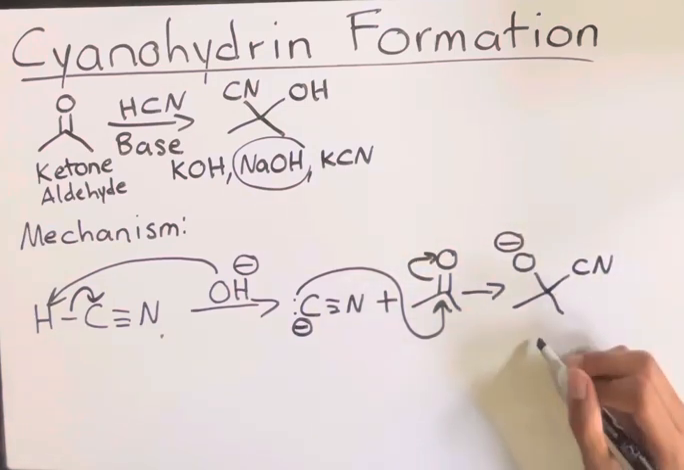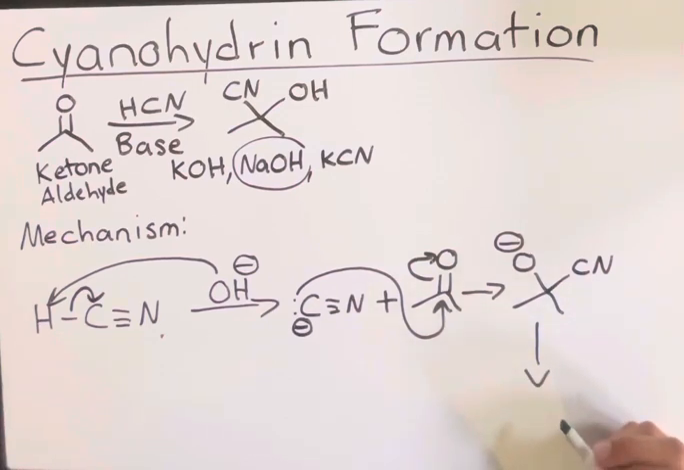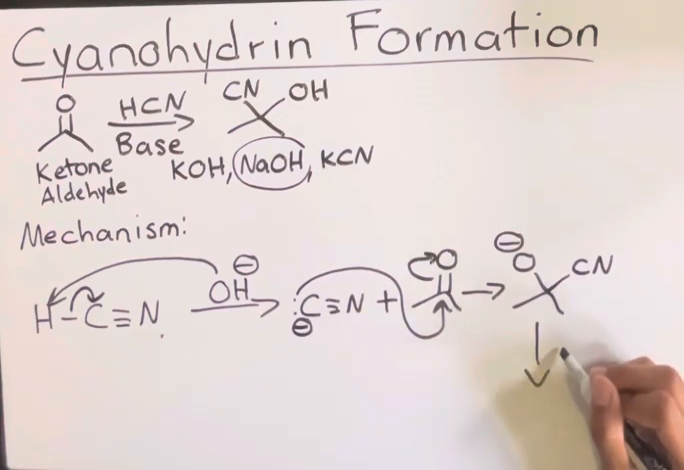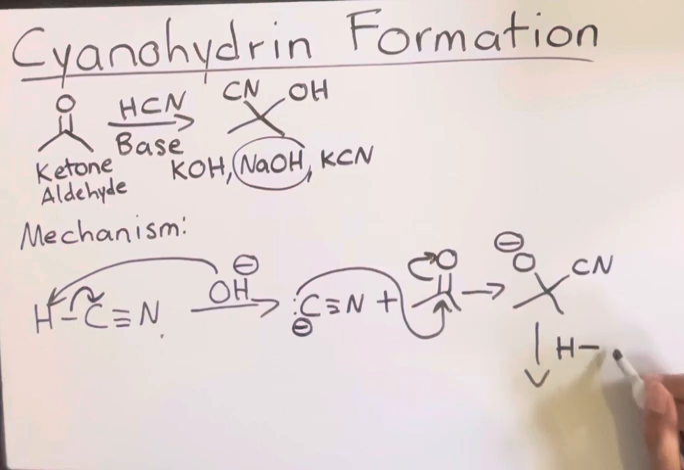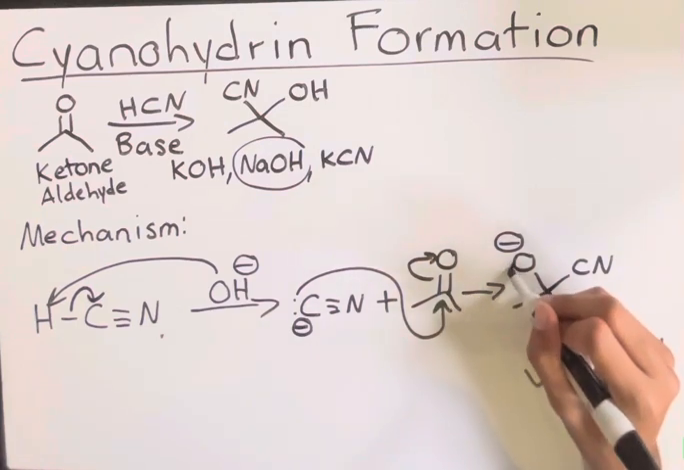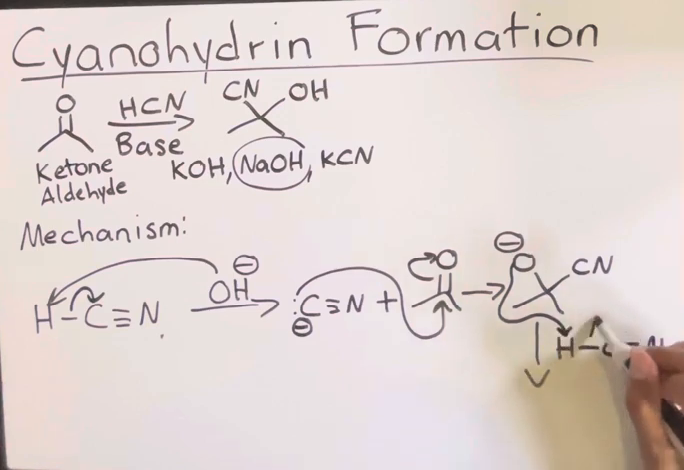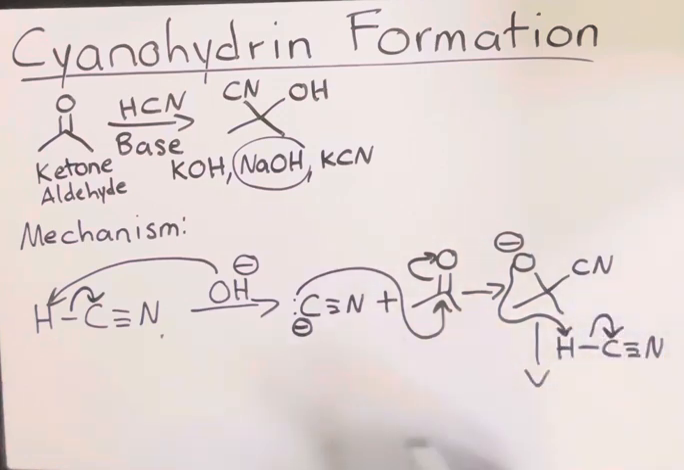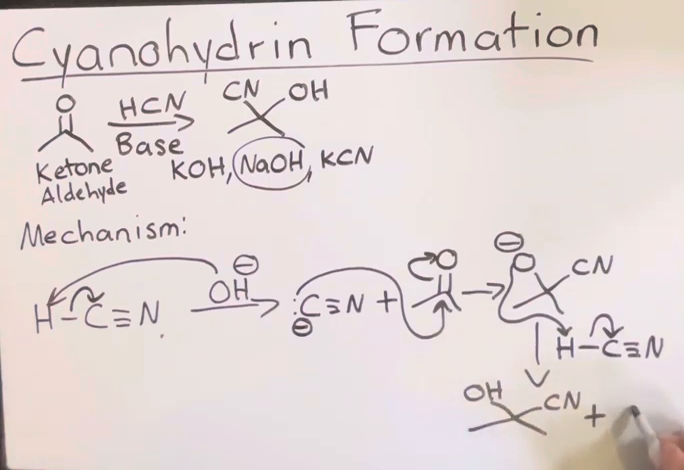So now what we can do is we can bring in another equivalent of our hydrogen cyanide, and this oxygen will deprotonate the hydrogen and move those electrons onto the carbon just like we did prior. And so now what we get is our OH right here and our nitrile. Additionally, we get a byproduct, which is cyanide.